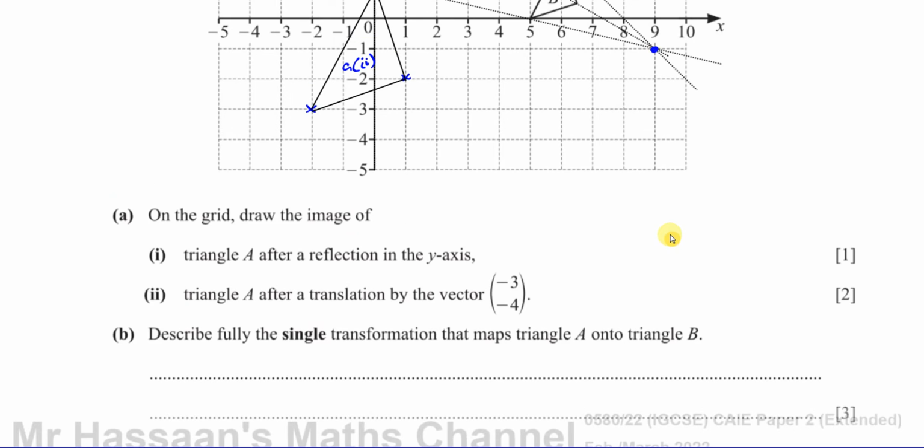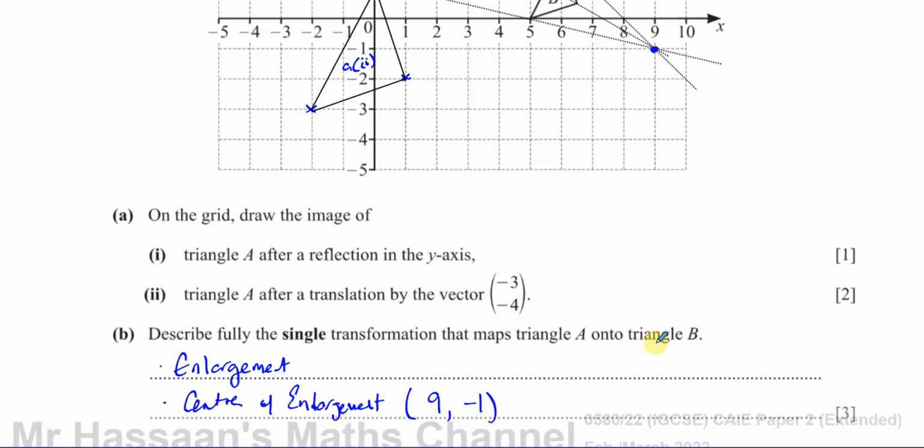Okay, so we can say that this is an enlargement. That's one thing we mentioned. That's the first thing. That's not fully describing it. We have to also mention what the center of enlargement is. The center of enlargement is 9, -1.